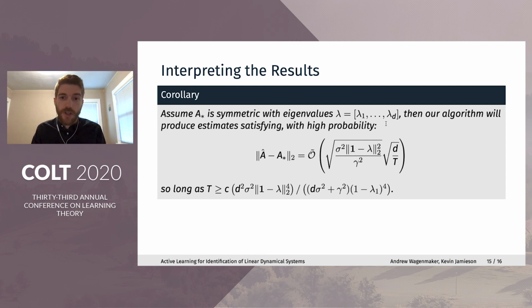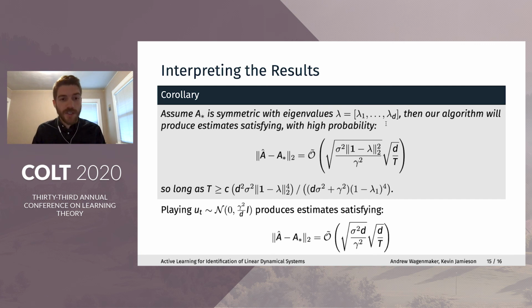So you can see there's a trade-off. As lambda gets closer to 1, our estimation rate gets better and better. But as lambda_1 gets closer and closer to 1, our burn-in time increases. Basically, this burn-in time comes from the amount of time needed for our algorithm to guarantee it has a good enough estimate of the system to be playing close to optimal inputs.